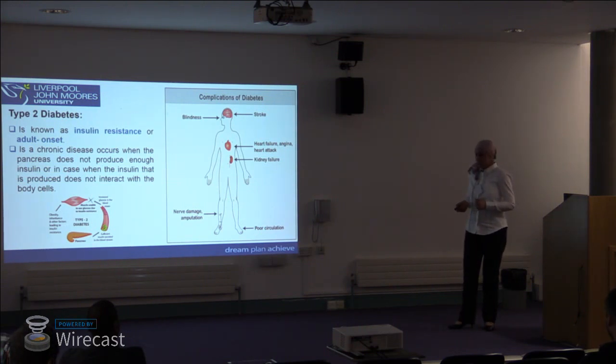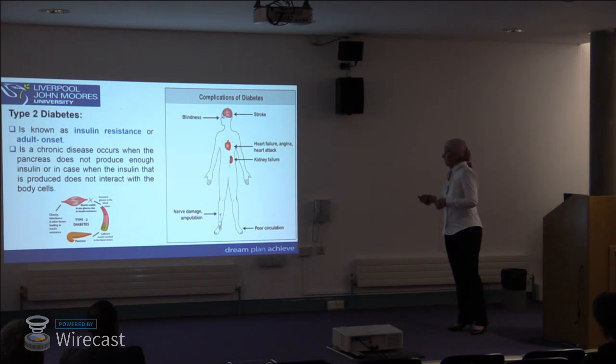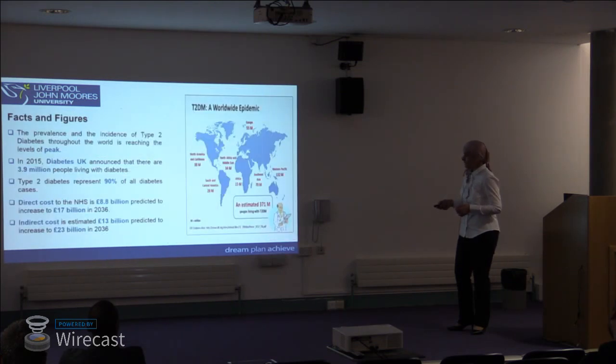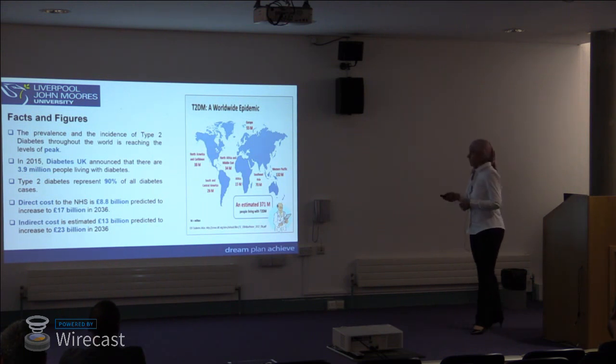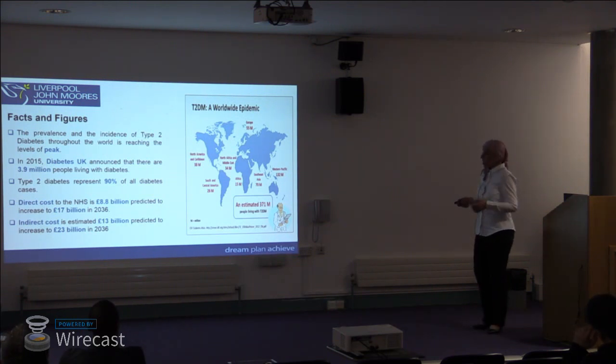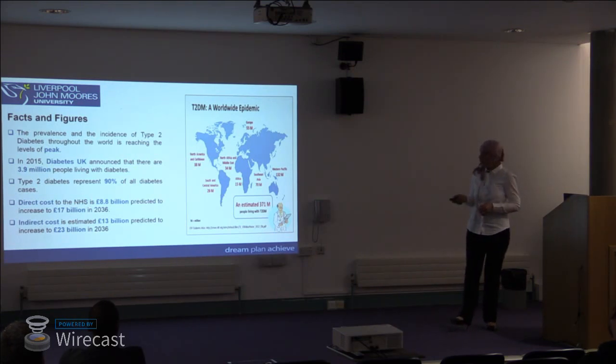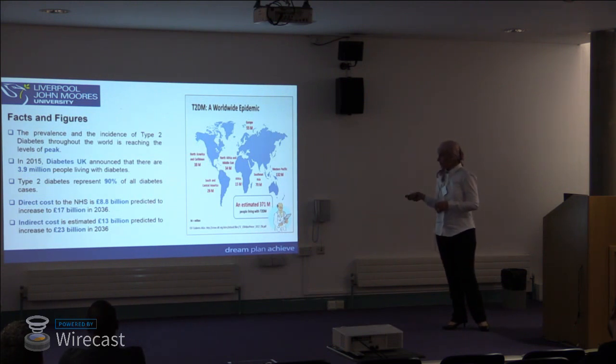So it is a very serious problem, and it's responsible for lots of complications, which are stroke, blindness, and cardiovascular disease, including angina and heart attack, and it is also responsible for kidney failure and lower limb amputation. So it is really a serious problem, and it has a lot of impact on people. Nowadays, type 2 diabetes is recognized as a worldwide epidemic. It's everywhere. According to Diabetes UK, 3.9 million people are suffering from diabetes, and 90% of them, as I said before, are suffering from type 2.